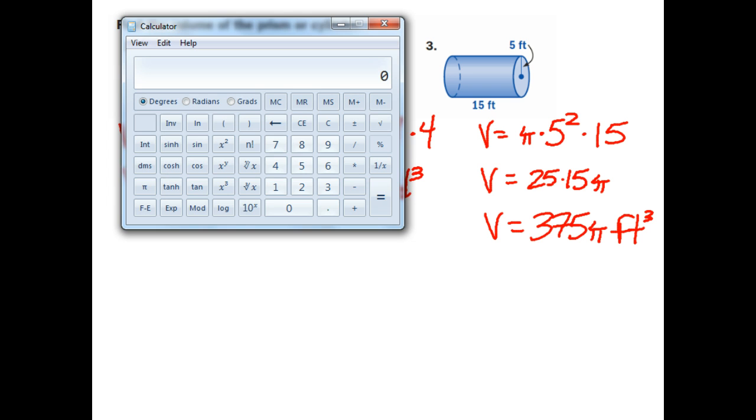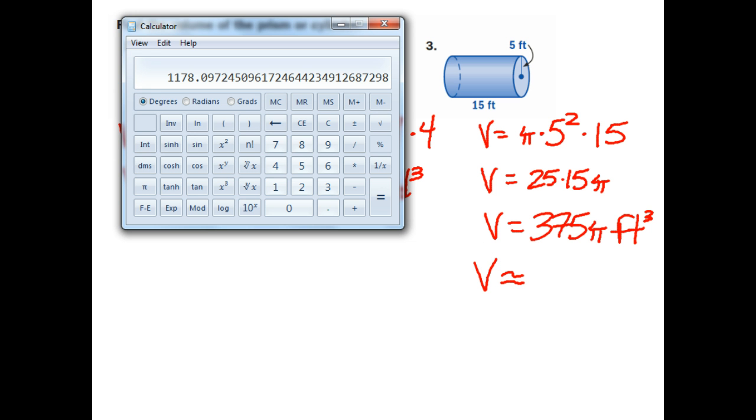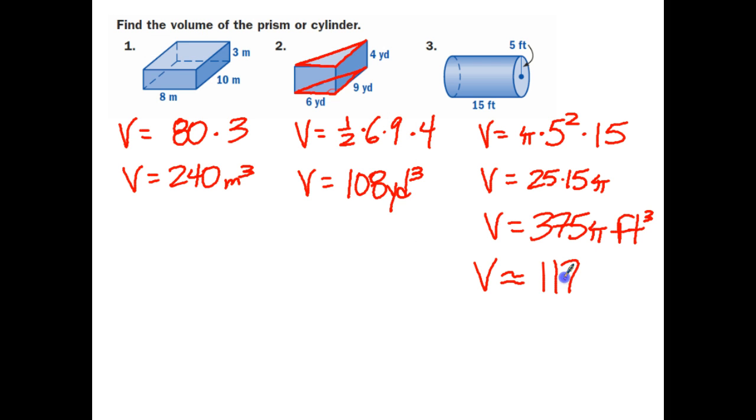But if I needed to, let's go ahead and we'll do 375 times pi, and we'll round this, and I'm going to say the volume is about 1178.1 cubic feet. Okay, but again, this is the most accurate answer because there's no rounding.